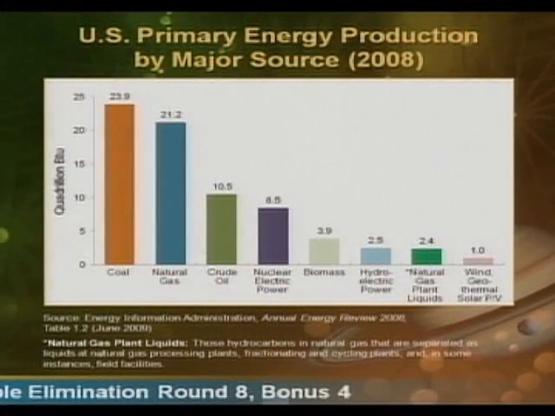Your bonus question is visual in general science. Short answer. Answer the following 2 questions regarding this chart. 1. How many quads were produced by fossil fuel sources in 2008? 2. How many quads to the first decimal place were produced by renewable sources in 2008?